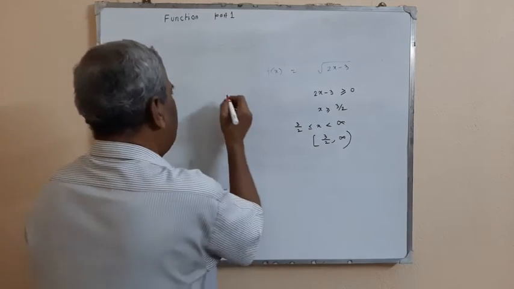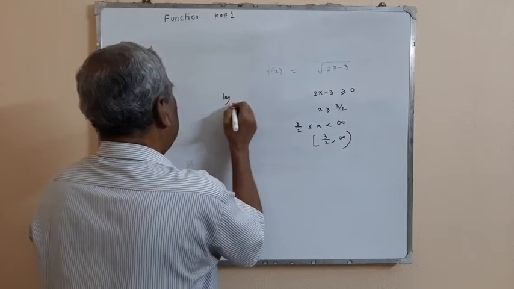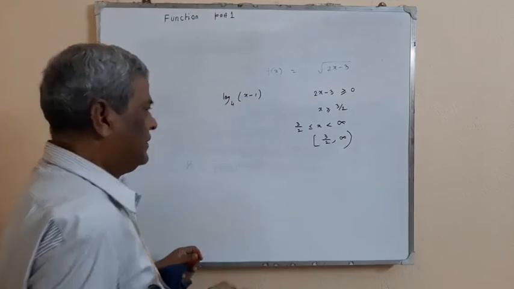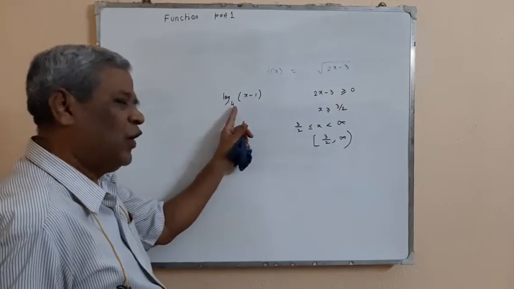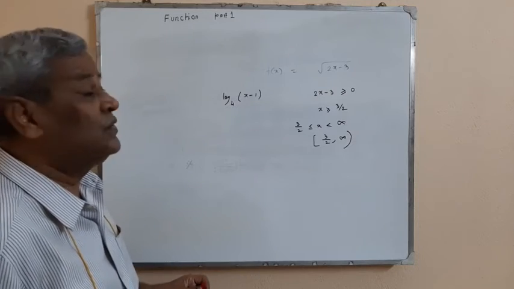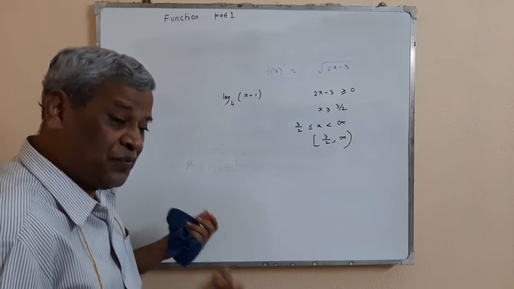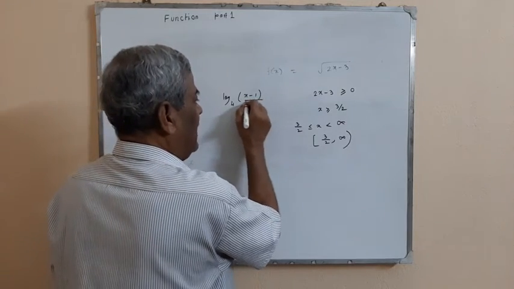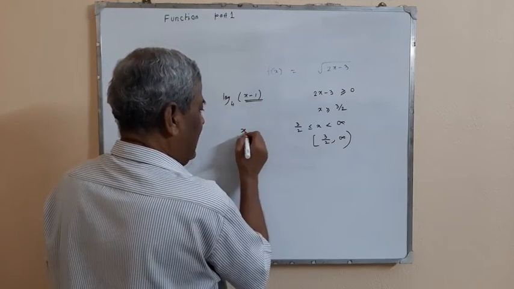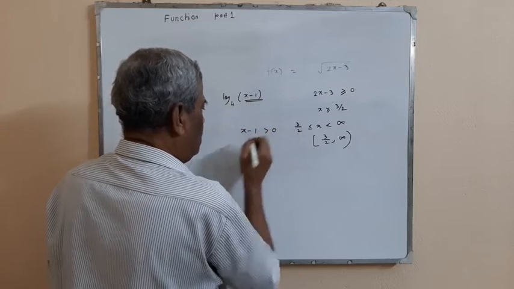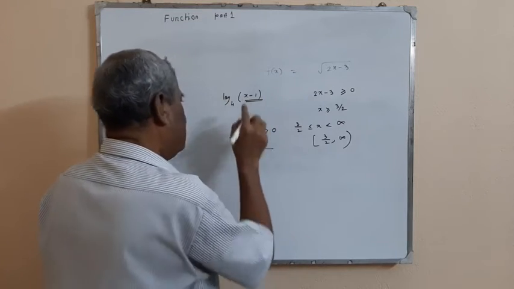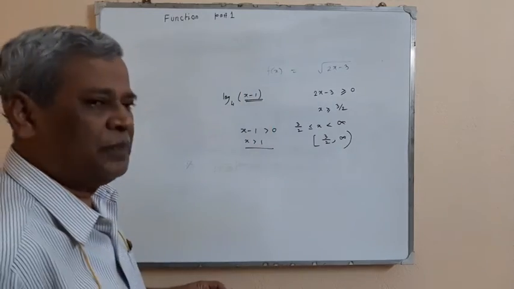For log function, say log of 4(x - 1), this will be any log. So this is finite and real if its argument x - 1 is positive. That is, if x is greater than 1, this is the domain of definition of the function.